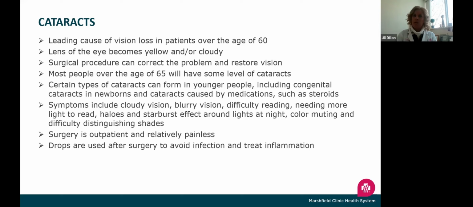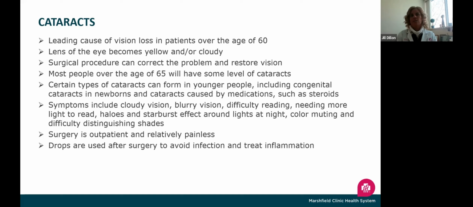So what happens with a cataract? Well, it's actually in the lens of the eye. Sometimes people will say, gosh, I have heard that cataracts are a film over the eye, but they're not actually. The lens of your eye sits behind the iris, the colored part of your eye, and the pupil, the dark part of your eye. And so in that lens, it will start to become yellow or take on kind of a cloudy appearance as you get older.